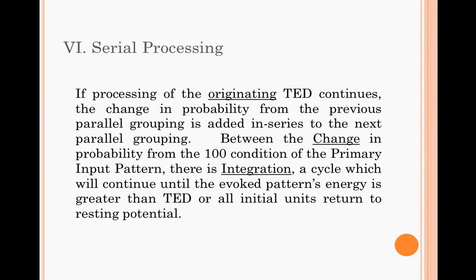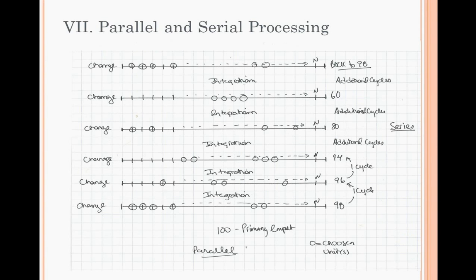So this is also going to be the idea of serial processing. Before, it was parallel, they're all in parallel, but we'll see the idea of serial processing in the next diagram. But let me read this for you first. If processing and originating TED continues, the change in the probability from the previous parallel grouping is added in series to the next parallel grouping. Between the change in the probability from the 100% condition of the primary input pattern, there is integration, a cycle which will continue until the evoked pattern's energy is greater than TED, or all the initial units return to resting potential, as was mentioned before.